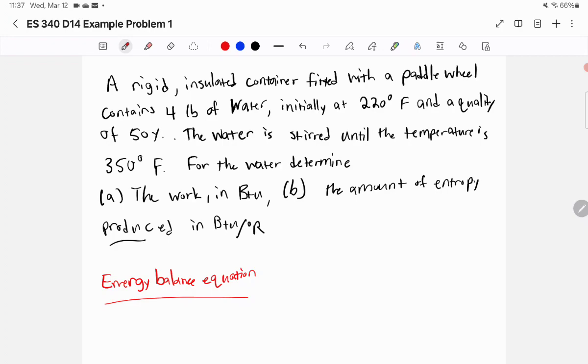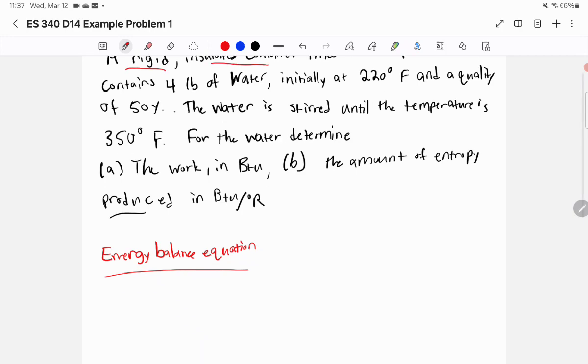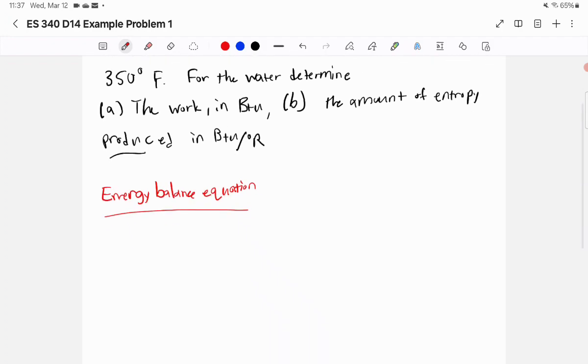Now in this case, it's not the energy rate balance equation because we have a closed system, right? We have a rigid insulated container. So since we have a closed system, we can just use the energy balance equation rather than the energy rate balance equation, which we used so much before. And that just tells us that delta E is equal to Q minus W, which is also equal to delta U plus delta KE plus delta PE.